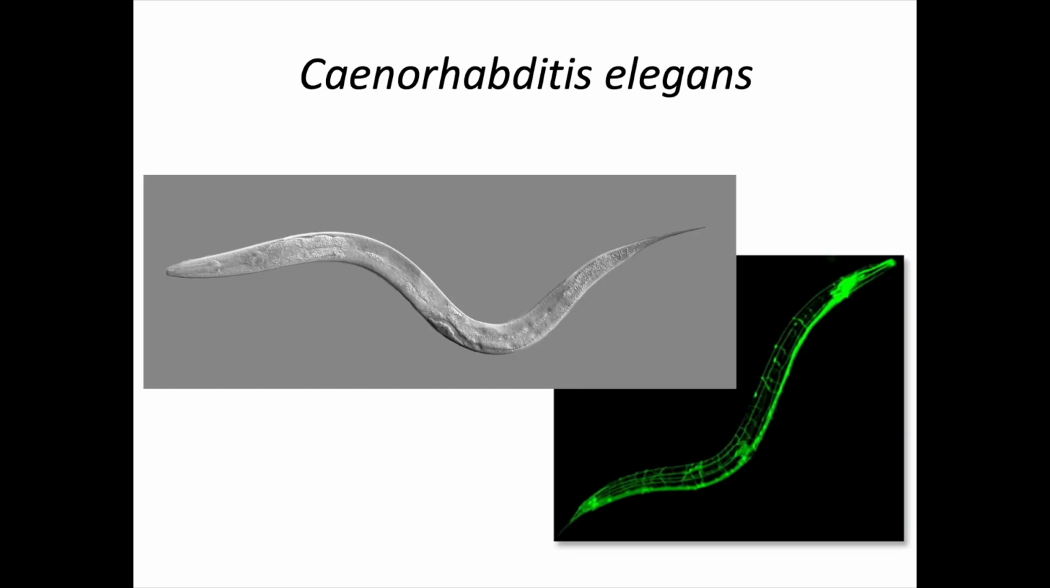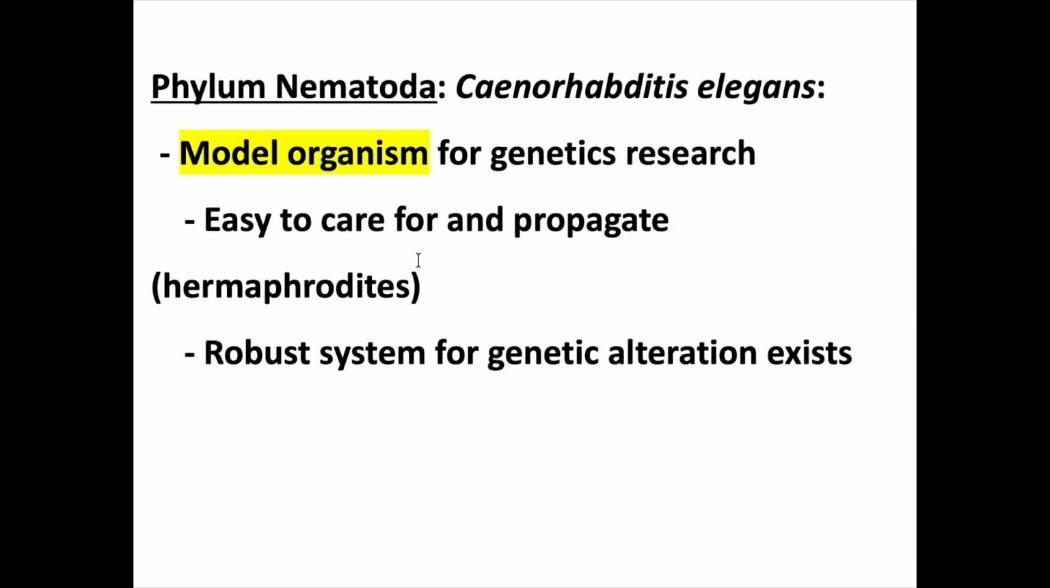Even though they're way simpler than a human body, we have neurons, they find one another, we have a gastrointestinal system that lengthens itself. All these fundamental body things can be studied in a much, much simpler organism that is easy to care for and easy to propagate. They're hermaphrodites. And the phrase I'm going to use is there is a robust system for genetic alteration that exists. I won't get into the details, but it's pretty easy to tinker with them genetically compared to other model organisms out there. So yeah, great model organism for research.